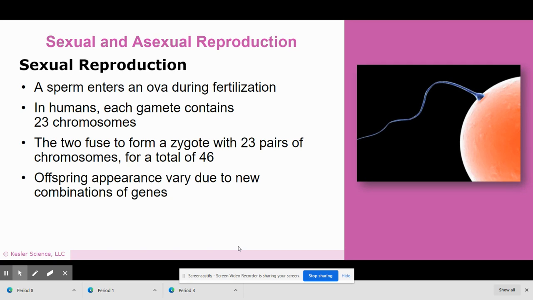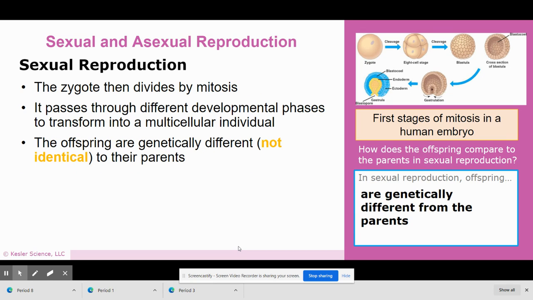So in humans, each gamete contains 23 chromosomes, and the 2 are going to fuse to form a zygote with 23 pairs, or a total of 46. And the organism's appearance could vary due to the new combinations of genes that it has. So the zygote then divides by mitosis after the fertilization has happened, and it passes through several different developmental phases into a big multicellular individual. The offspring are going to be genetically different or not identical to their parents.